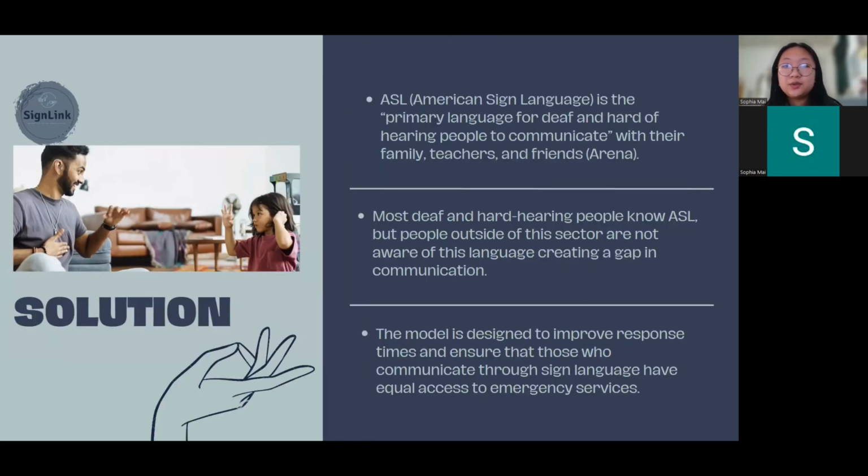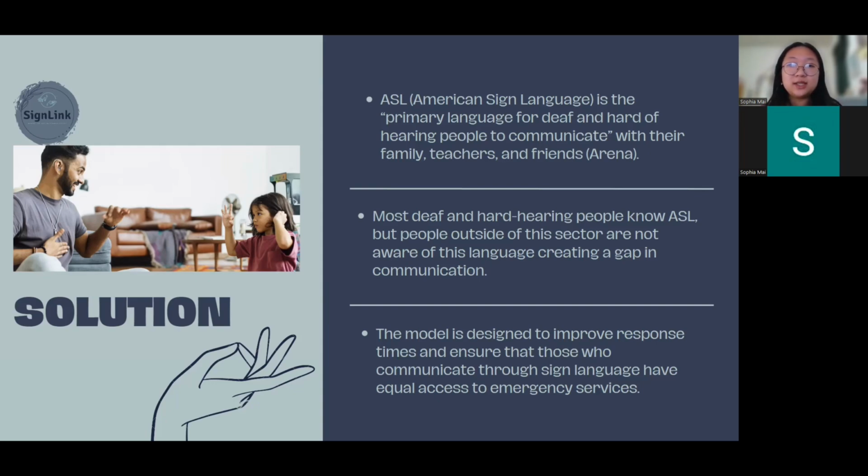ASL is the primary language for deaf and hard of hearing people to communicate. Though most deaf and hard of hearing people know ASL, not many people outside of the disability sector are familiar with this language. Through the development of a sign language model, there would be a significant step made towards addressing the communication gap between first responders and the deaf and hard of hearing community during emergencies. A machine learning model that utilizes computer vision can be used to detect sign language, improve response times, and ensure that those who communicate primarily through sign language have equal access to emergency services.